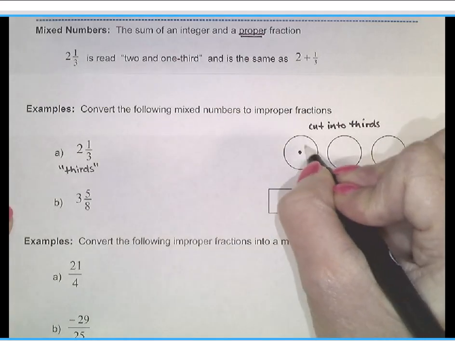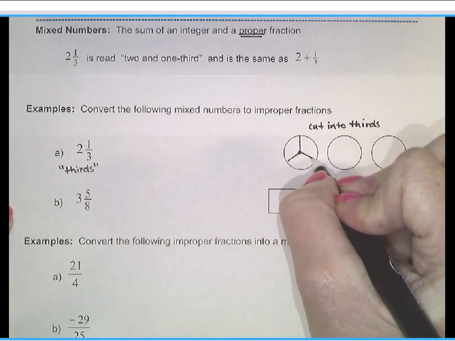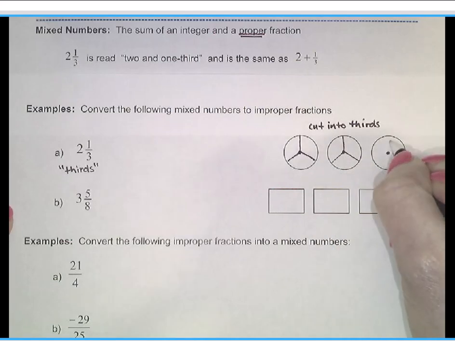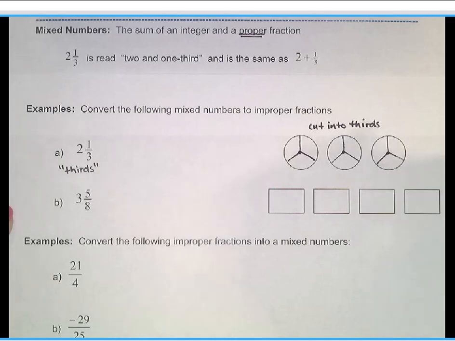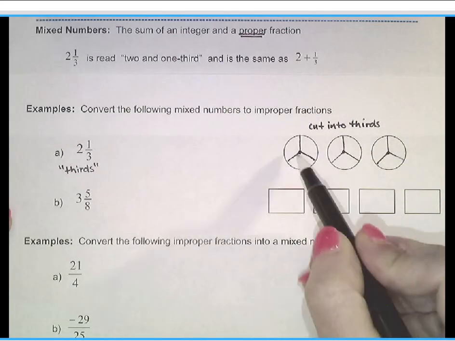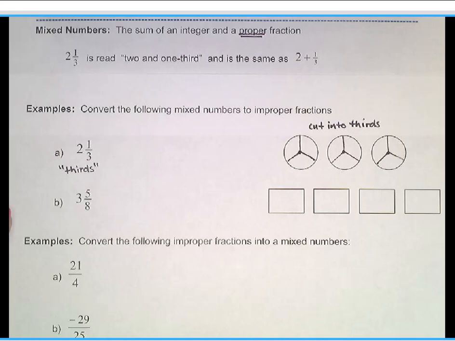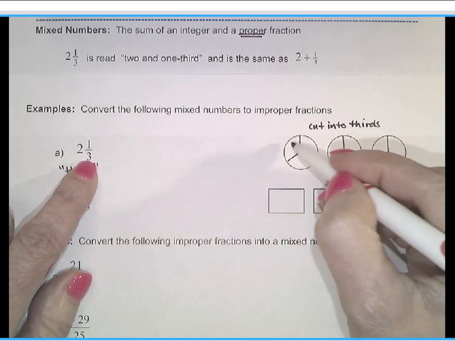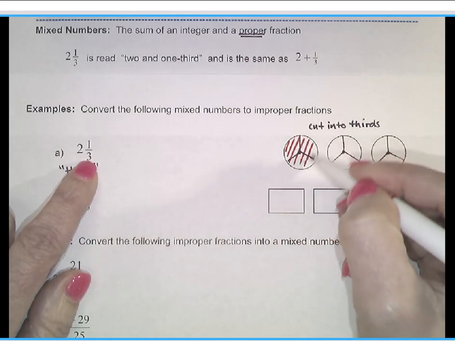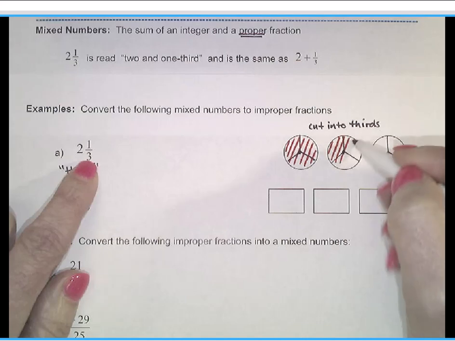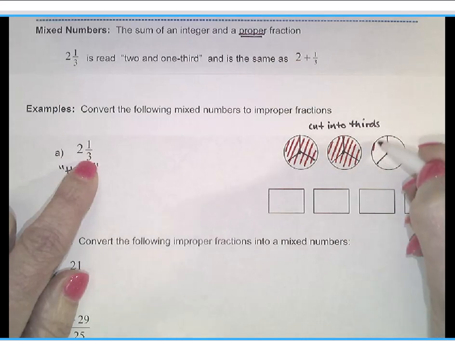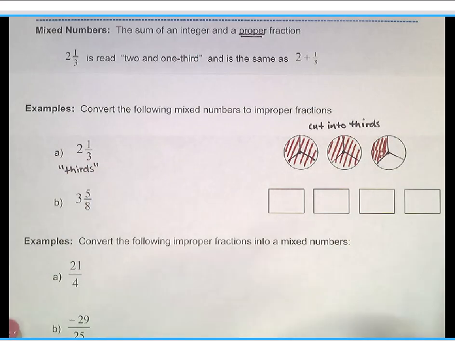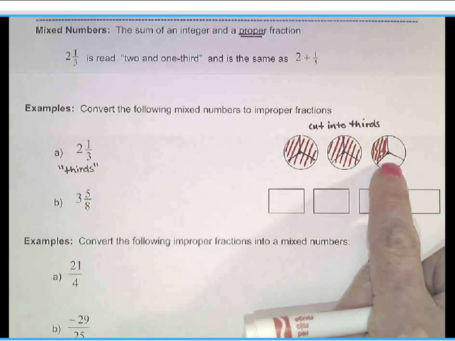So if I take each of these and cut them roughly, pretend this is all perfect and awesome. Cut those into thirds. See how I've got 3 holes? What I'm going to shade is 2 holes and then a third. So I'm going to shade all of this one, all of this one, and then a third here. Just a third. So I have 2 holes and then I have a third.